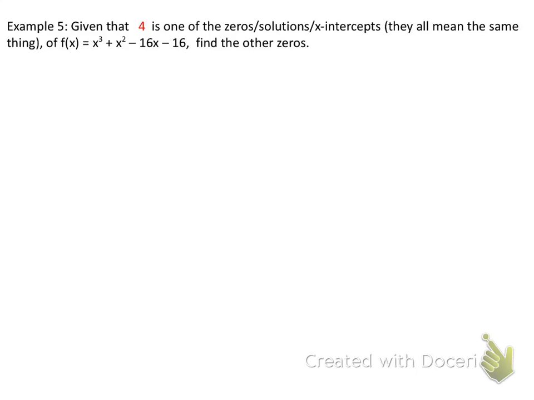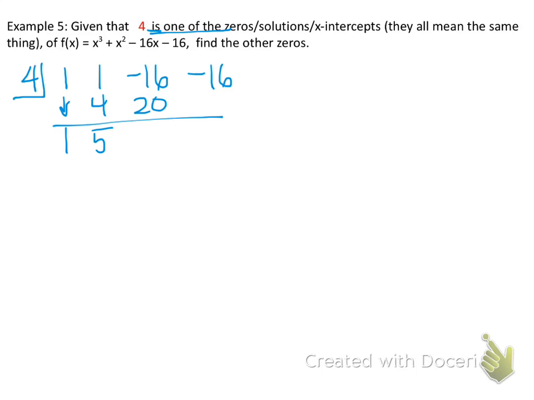Another way a problem might be worded is if you might be told that given that 4 is one of the zeros or solutions or x-intercepts, remember they all mean the same thing, of that polynomial, find the other zeros. So again, you'll need to get this down so you can factor it, because you can't use the quadratic formula on this. And so if 4 is one of the zeros, I'm going to be dividing by 4. And then you need to make sure that you put those coefficients across. And so then doing the same process of my synthetic division. If you're told that 4 is one of the zeros, you should get 0 in that very last spot.